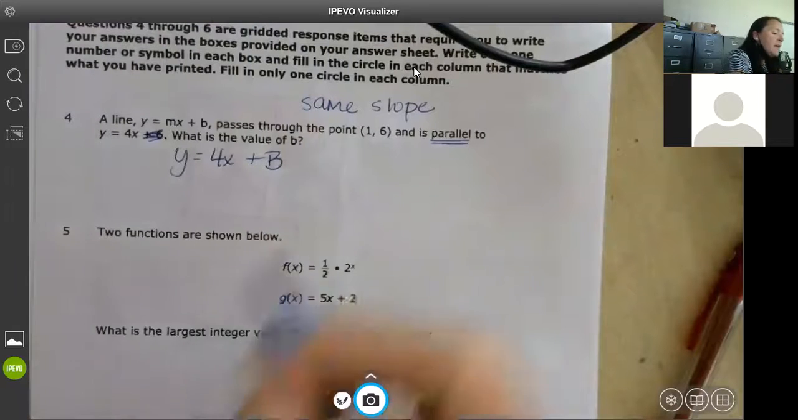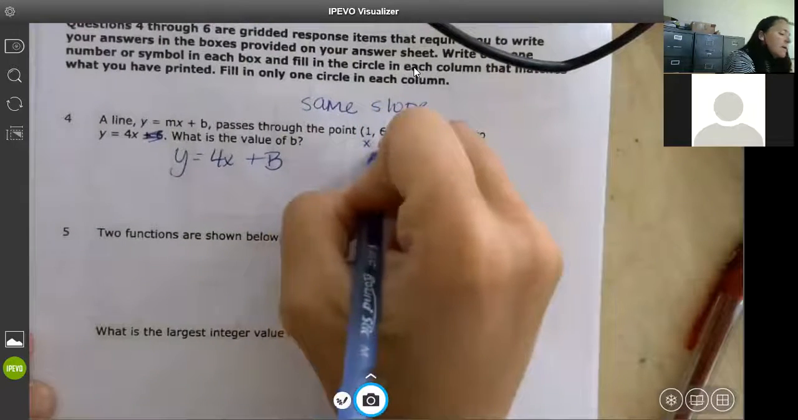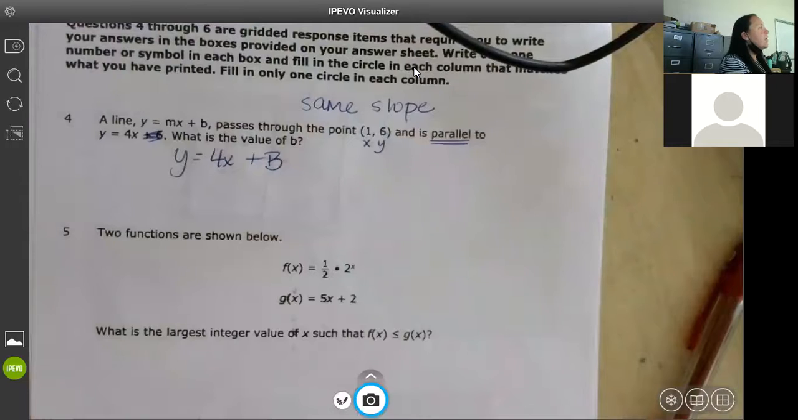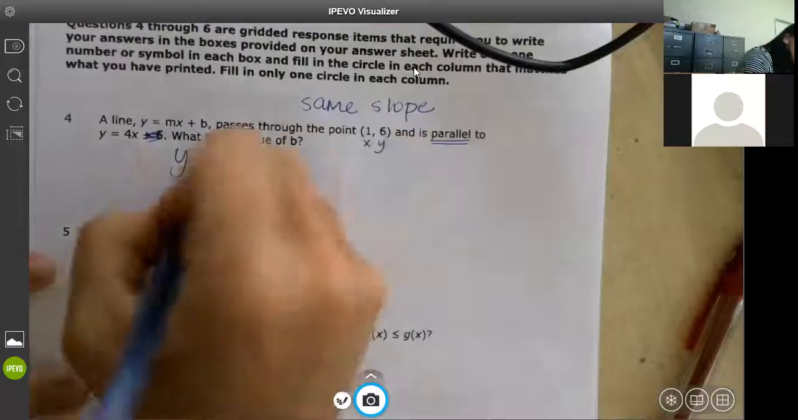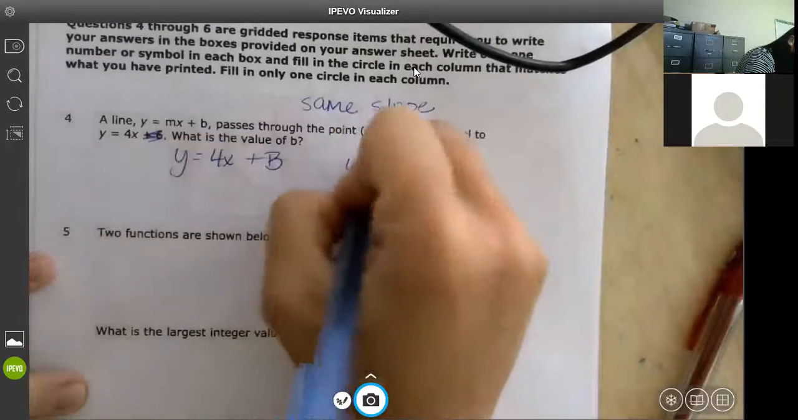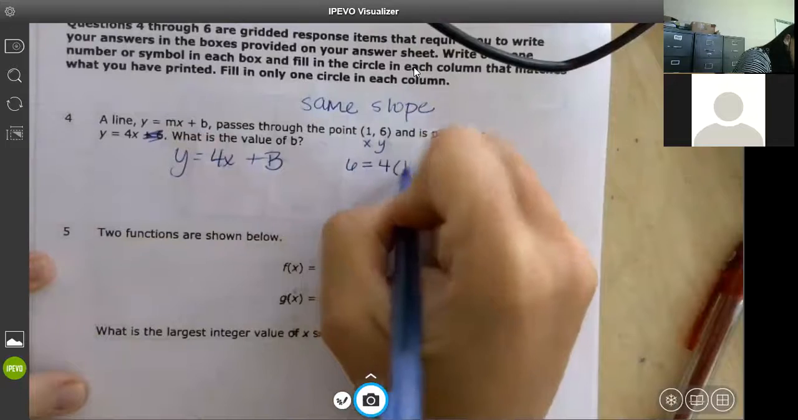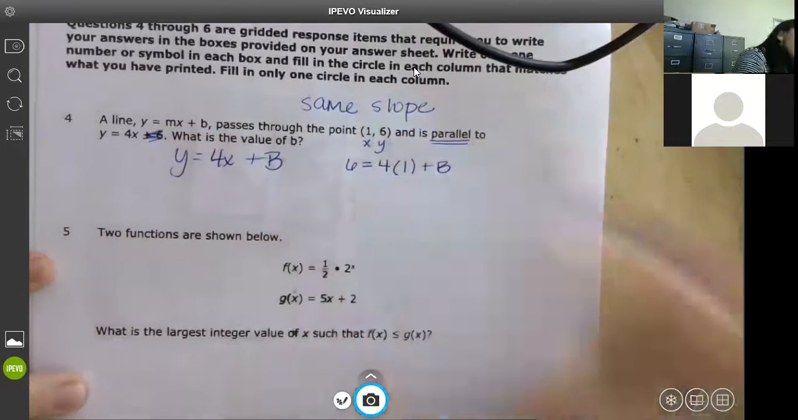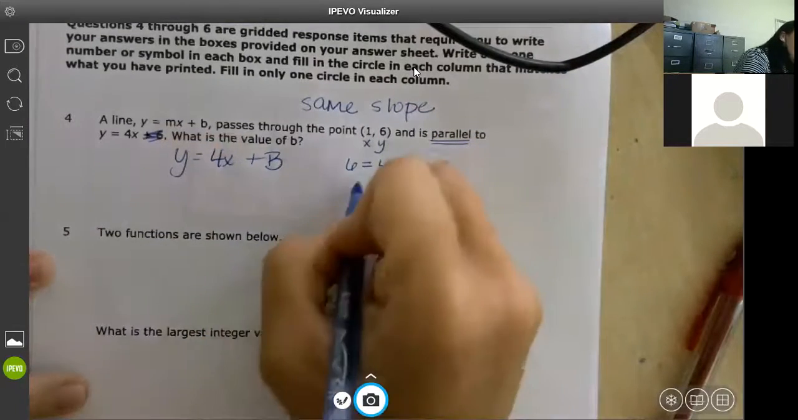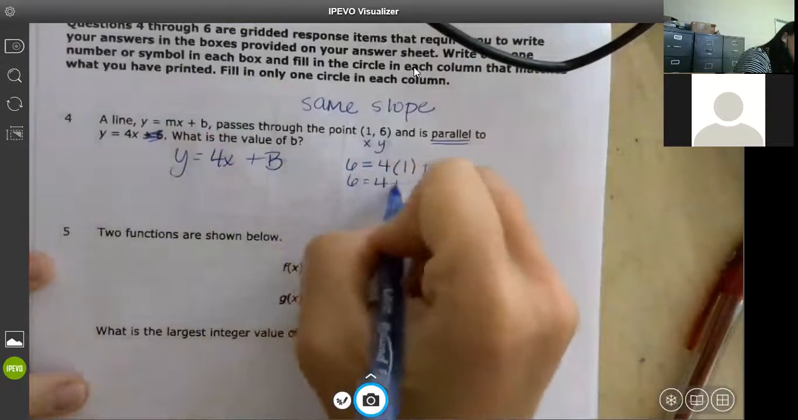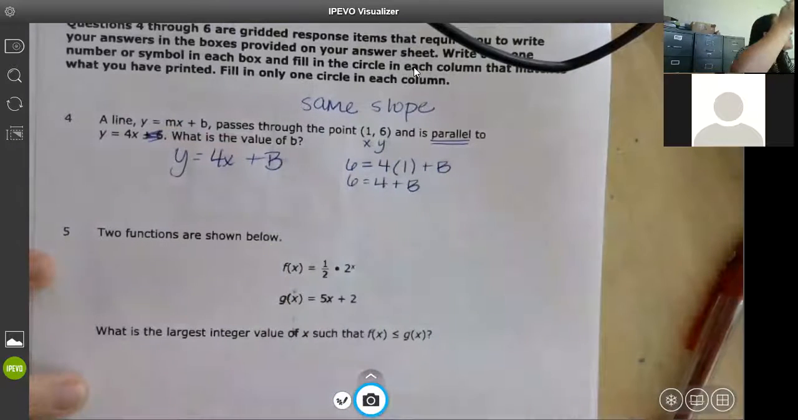How would I solve for b? I plug in my point x, y. All right. What is your y coordinate? So 6 equals 4 times, what's your x coordinate? 1. And then we're going to solve for b. What's 4 times 1? Notice how it's easy. It's not hard stuff you can't do in your head.